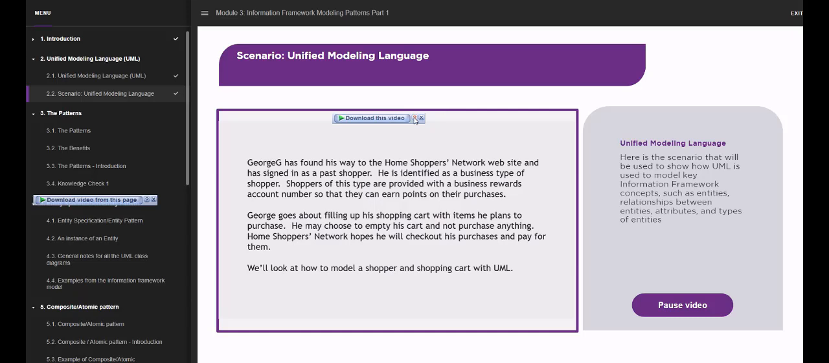Here is the scenario that will be used to show how UML is used to model key information framework concepts such as entities, relationships between entities, attributes and types of entities. Let's take a look at them.